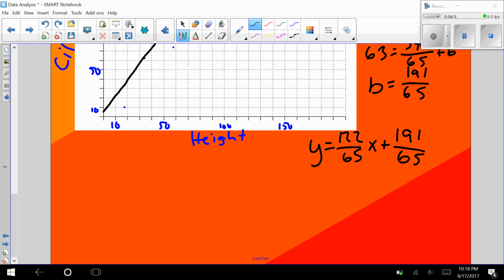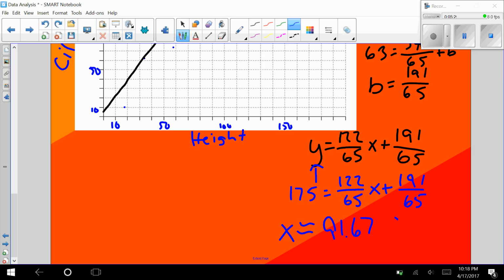Now my original problem had asked us to predict the height of a tree with a circumference of 175. Now we're going to plug 175 in for y, because that's our circumference. So 175 equals 122 over 65 x plus 191 over 65. Subtract over my 191 over 65, and then divide by 122 over 65, and x is approximately 91.67 feet tall.